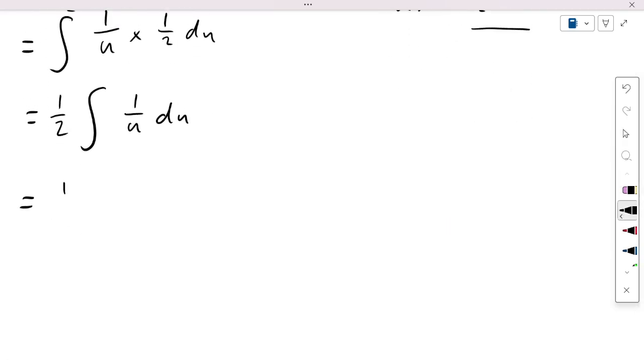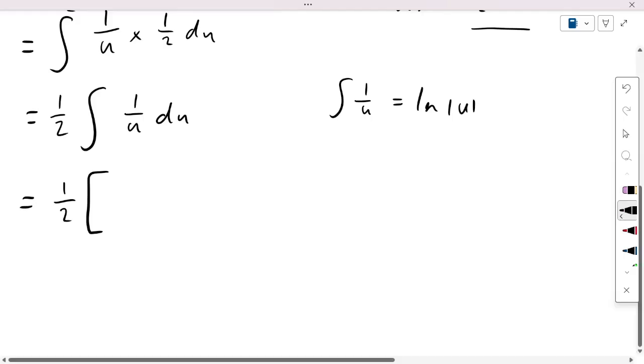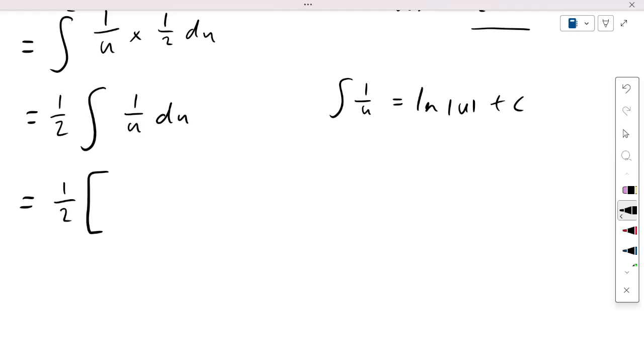And now from here, we just put a half outside here, square bracket, and then we are going to have the integral of 1 over u. The integral of 1 over u is just going to be equal to ln of absolute value of u, sorry. Whoa, almost made that mistake there. Plus c, because it's an indefinite integral. So that's what we're going to have, right?